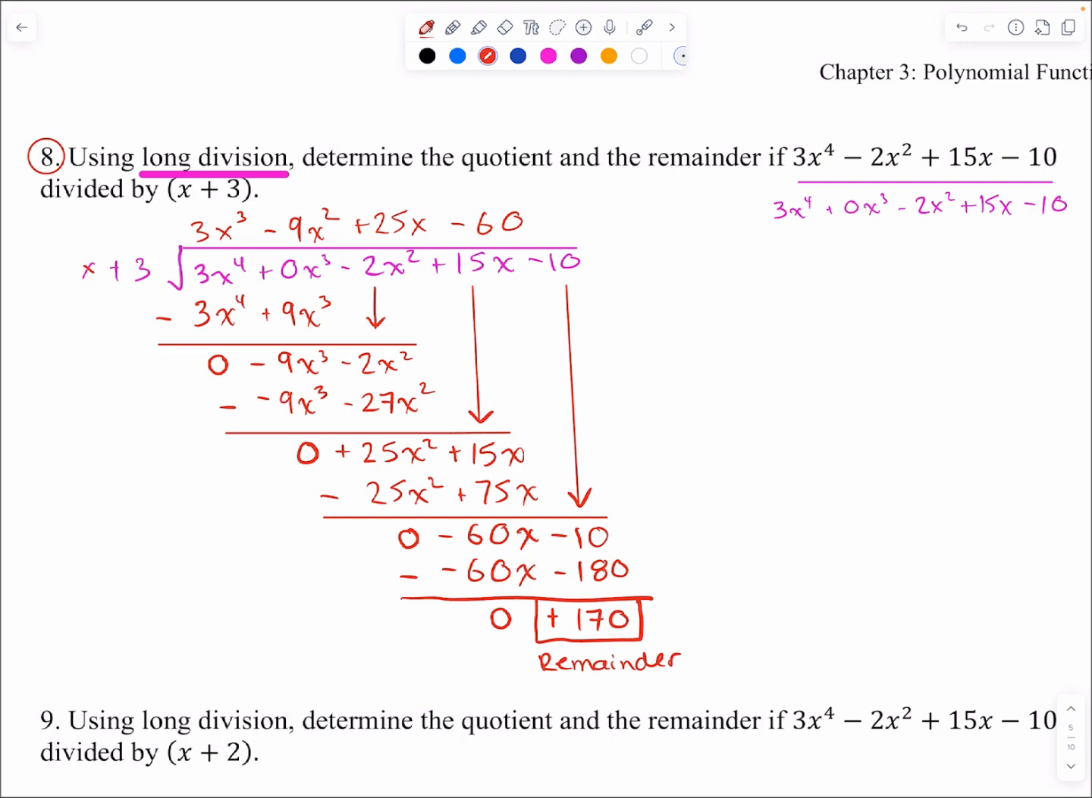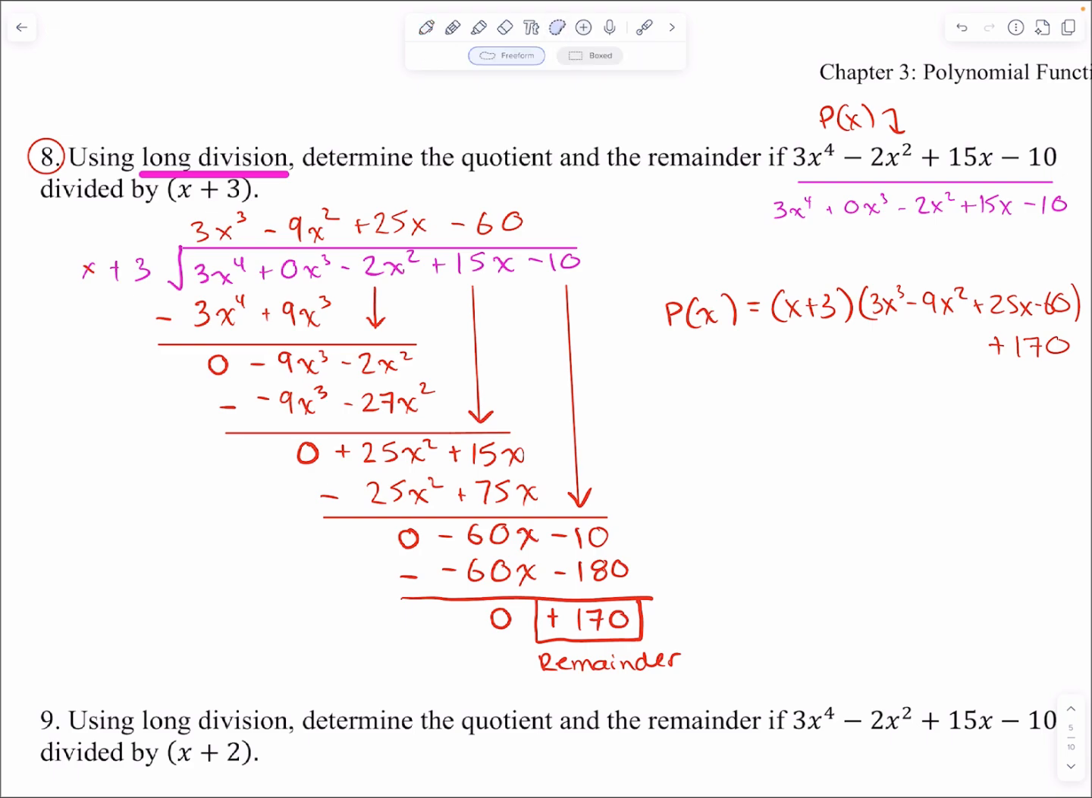So what does this all mean? Basically, we have our polynomial at x. Let's call this our polynomial at x. We really didn't define it. So basically, this polynomial at x is equal to x plus 3, which is our divisor, times our quotient, which is 3x cubed minus 9x squared plus 25x minus 60. So those two things multiply to your polynomial, but then we have this remainder of 170 at the end.